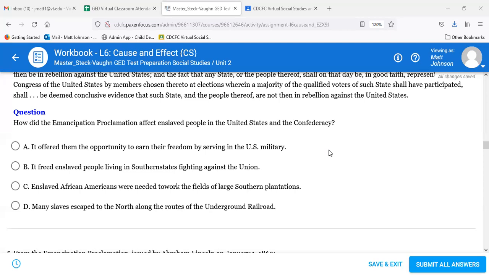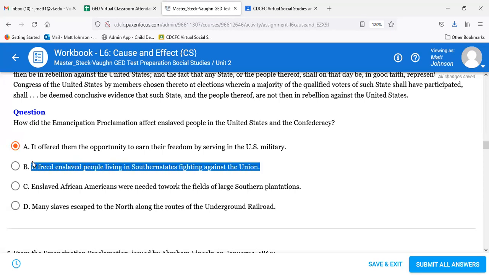This one kind of bothers me. What they have here is A. It offered them the opportunity to earn their freedom by serving in the U.S. military. The problem with that, and it's got to be the correct answer, so make sure you mark A. B is really what the answer should be, right? It freed enslaved people living in southern states fighting against the Union.